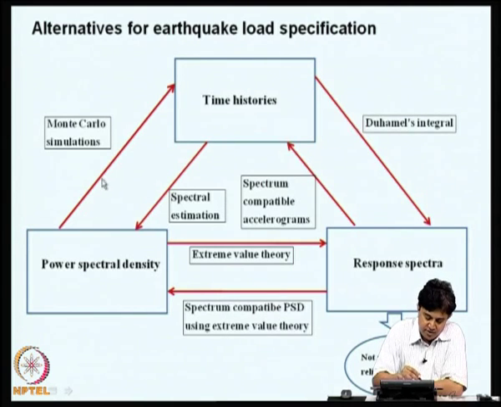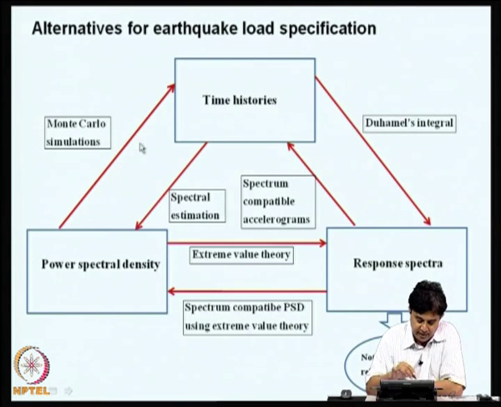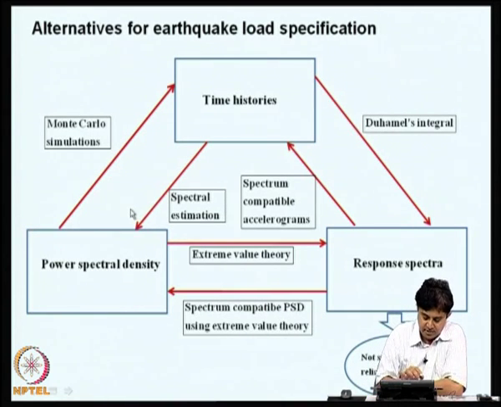But on the other hand, if we are given power spectral density functions, we can use Monte Carlo simulation methods and derive a set of time histories compatible with this power spectral density function. Similarly, if we are given time histories, we can use statistical estimation methods and estimate power spectral density function. So, these two loops are covered in this course.